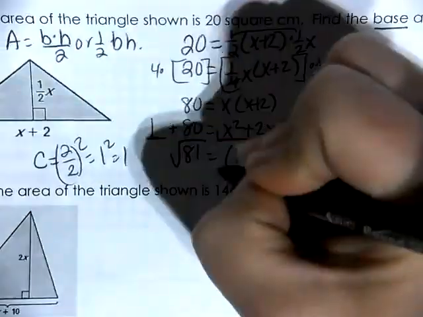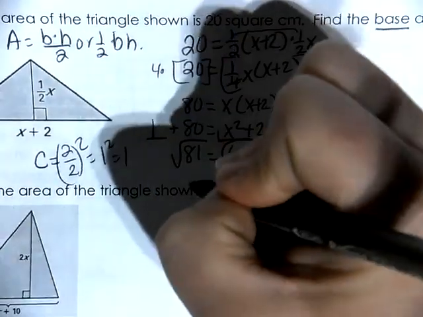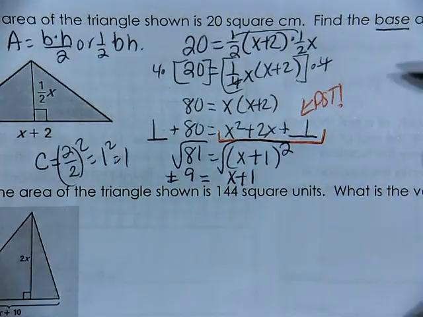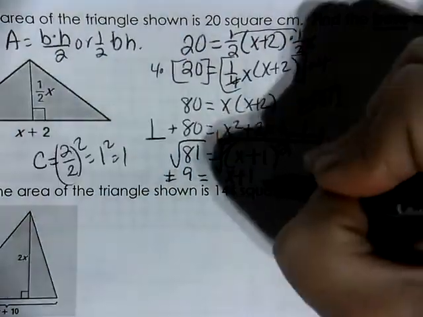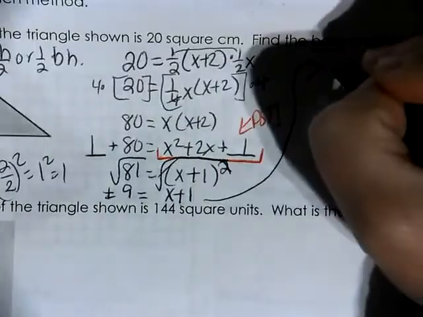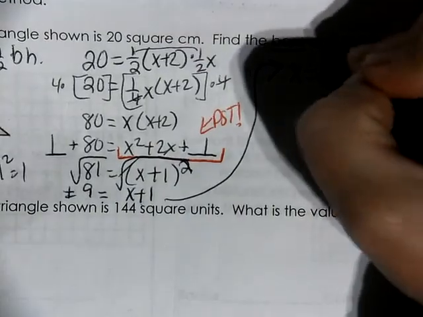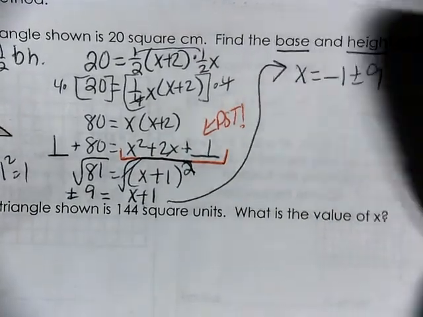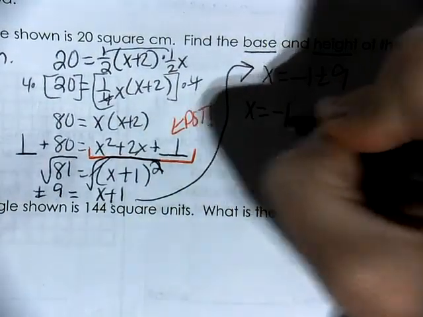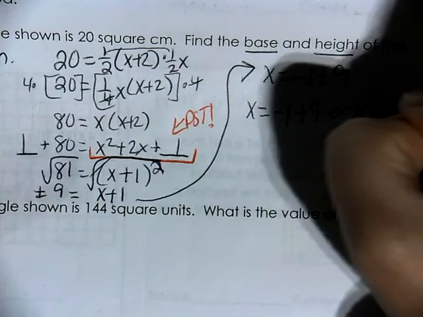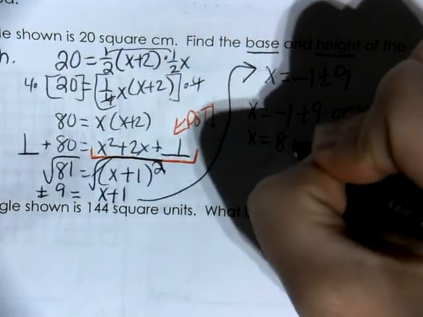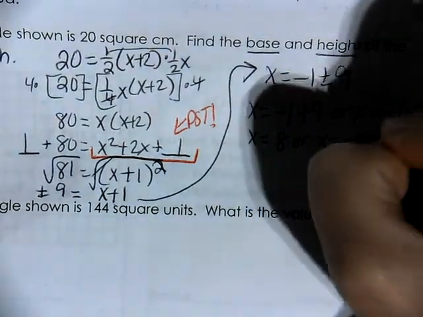I am now going to take the square root of both sides, and I end up with plus or minus 9 is equal to x plus 1, because the square eliminates the square root. I'm going to subtract 1 on both sides, so we find that x is equal to -1 plus or minus 9. So the answer is either -1 plus 9 or -1 minus 9. So x is going to be equal to 8 or x is going to be equal to -10.